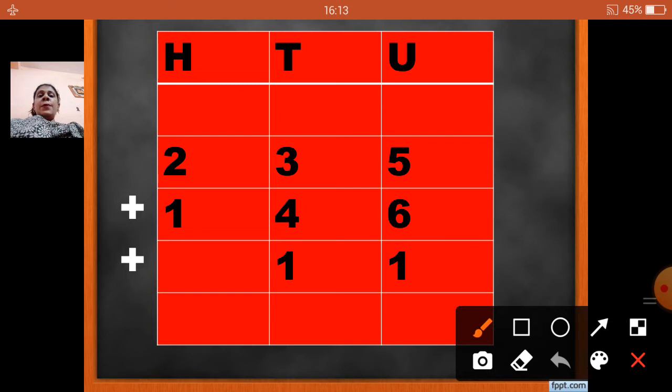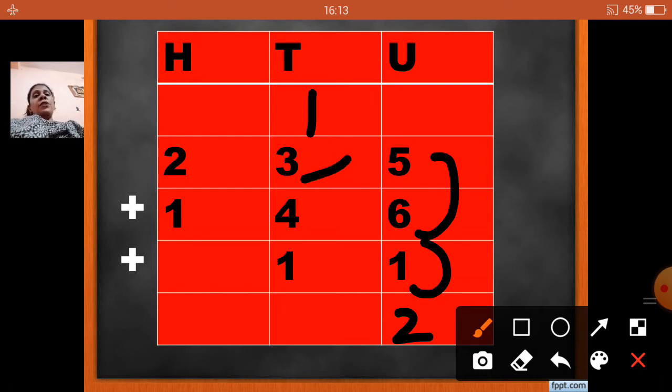We are going to add units with units. So 5 plus 6 will be 11. To that 11 I will add the 1. So what answer will I get? To that 11 if I add this 1, what answer am I going to get? 12. So should I put the full 12 here? No. What will I write? Only 2, and 1 I will carry over.